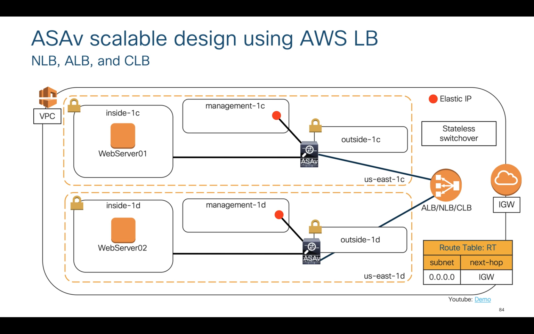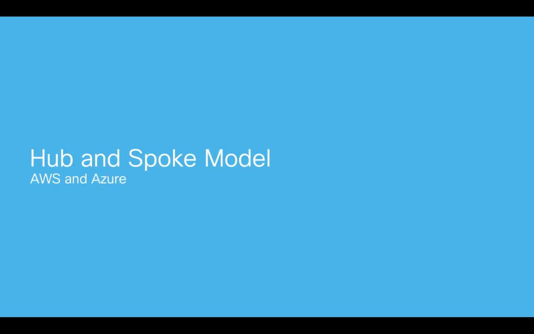ASA is again a similar kind of design, but with ASA you can also use CLB. Again, you can deploy multiple ASAs per availability zone, and you can terminate your VPN directly on the ASA, or you can use the method that I showed you earlier, where you have multiple VPN endpoints. You can follow that model as well.